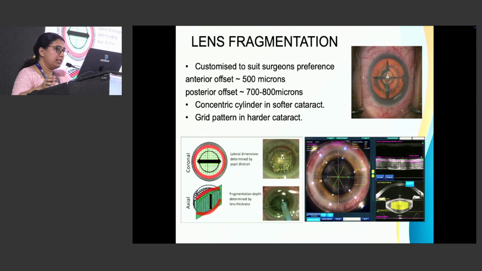The next step is the lens fragmentation. This can be customized according to the surgeon's preference, which pattern of lens fragmentation is required. Usually, we keep a safe zone of offset anteriorly and posteriorly, that is around 500 microns anteriorly and posterior offset of 700 to 800 microns.